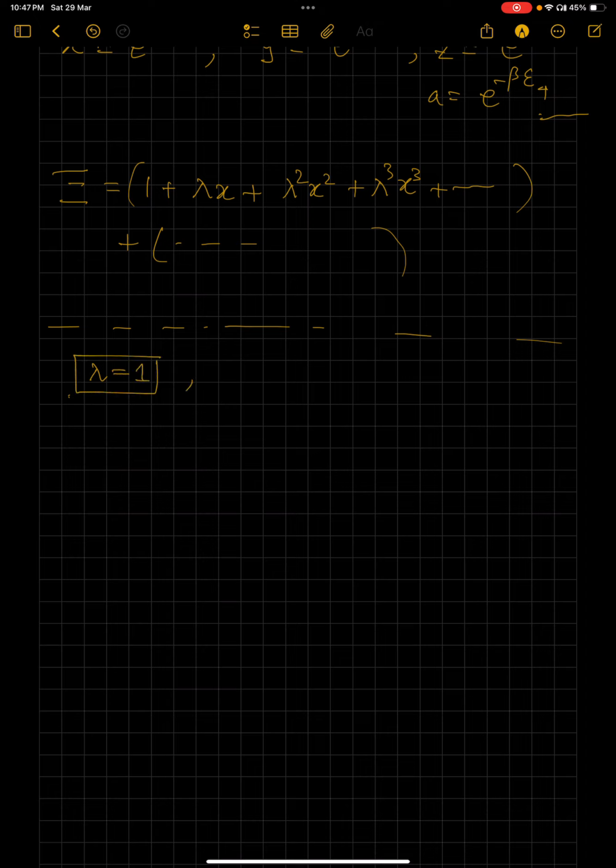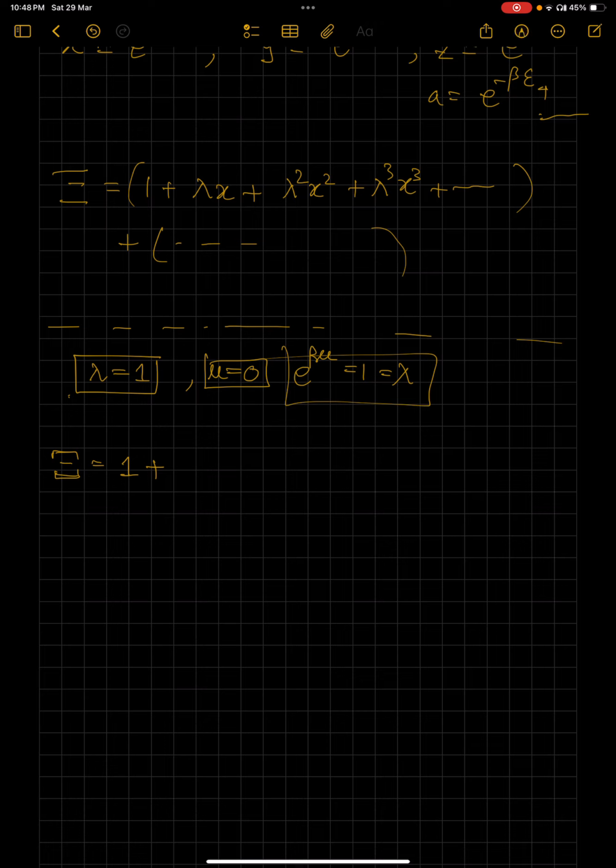Suppose I take photons. For photons, mu equals 0, and then e to the power beta mu will give me 1, that is basically lambda. So lambda equals 1. And then I try to write the grand canonical partition function. So I just add this one. It doesn't matter.